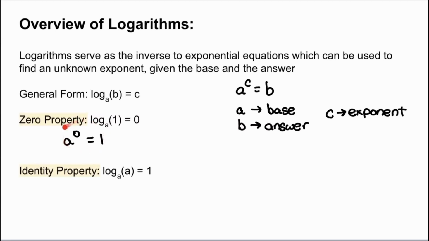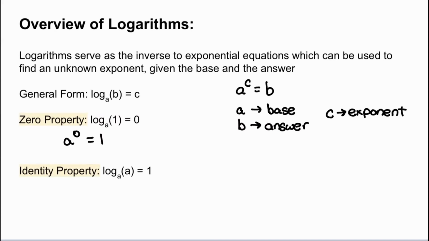So if this statement is always true, and these two statements correlate to each other, then this statement must also always be true. So no matter what the base is, if the argument is 1, the output will always be 0. Now for the identity property.